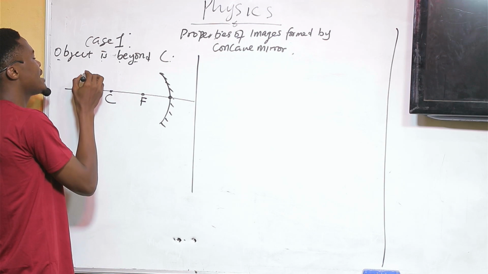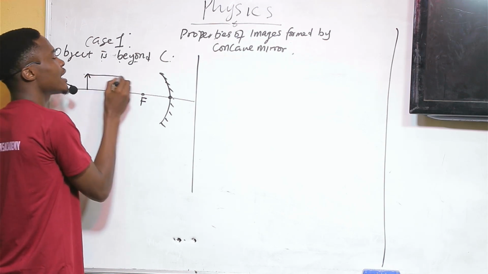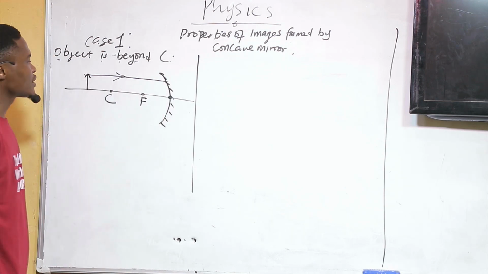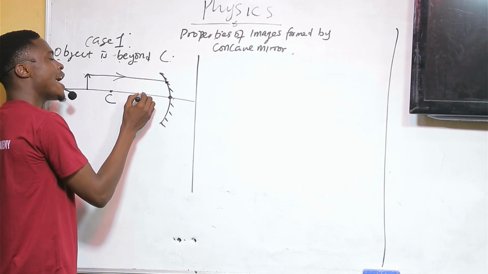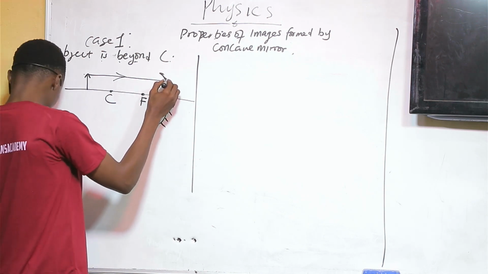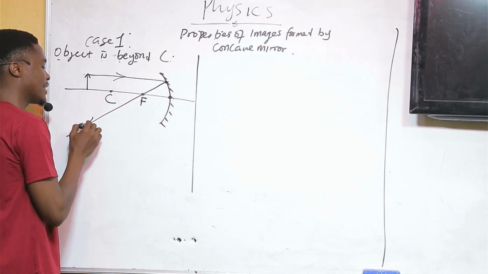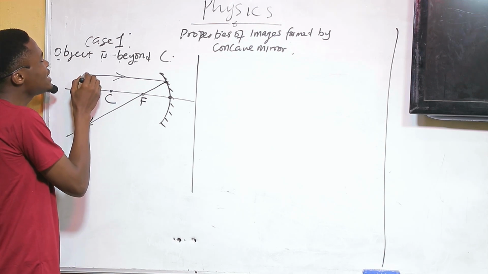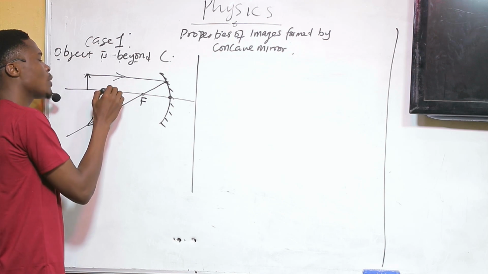Then I draw a line from the object straight to the mirror, like that. Once I draw that line, next, this line is going to pass through where? F. Because remember, after reflection, the lines will pass through F. So this one will pass through F like this. Then the second one will go to the mirror, and of course it will pass through C.